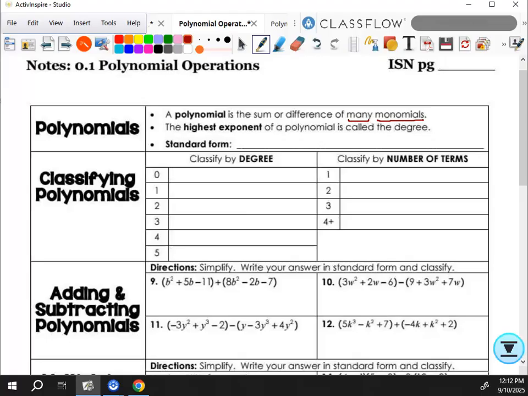Standard form means that we have the exponents listed from greatest to least. So something like ax squared plus bx plus c, that would be standard form of a quadratic for you, okay? We can classify them by the degrees and by the number of terms. So we're going to write them down so that we know them. I'm not going to give you a vocabulary test on it or anything, but I want to make sure that you've heard them. So if you see this stuff, you at least know what they're talking about.